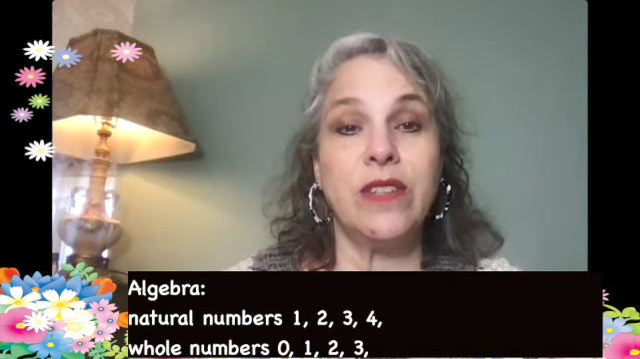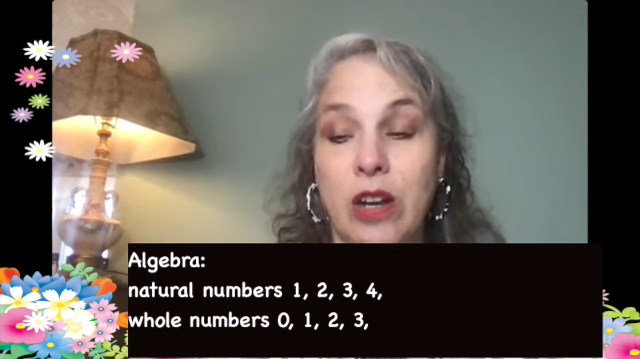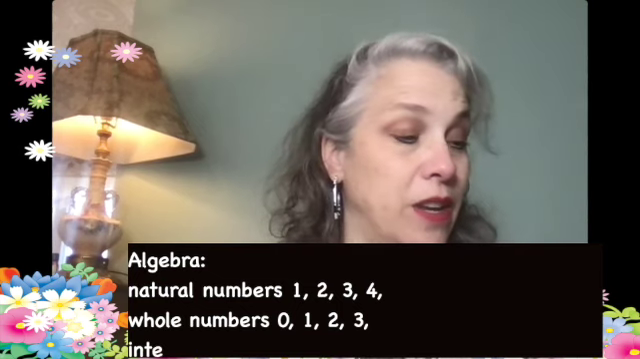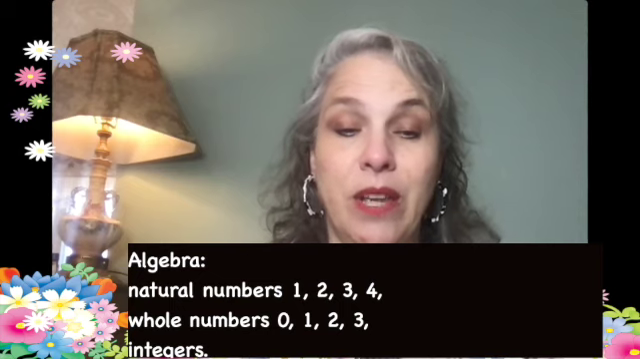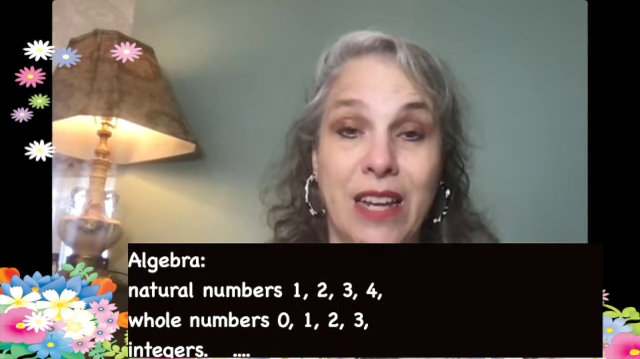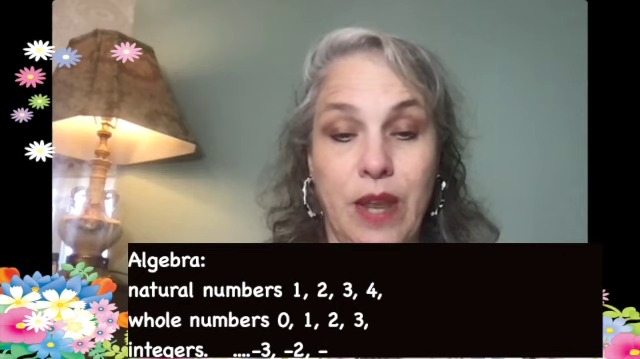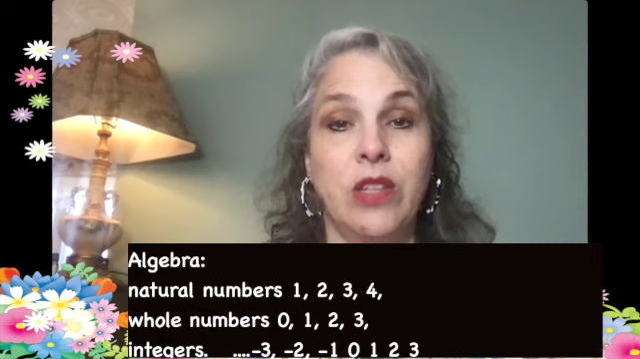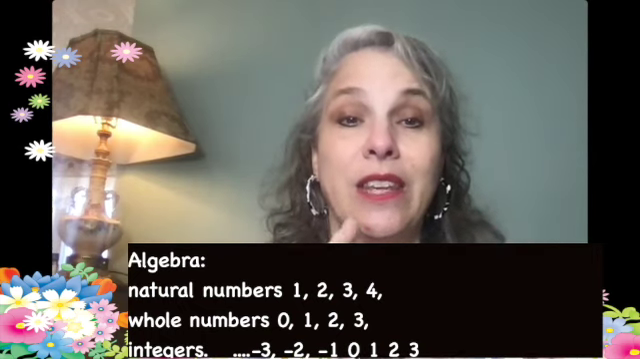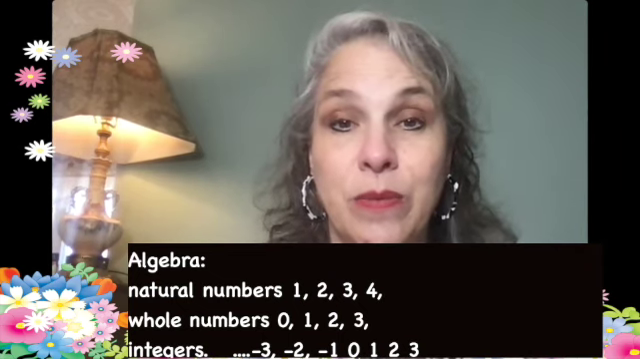And we also have the set of integers. Integers are actually positive and negative numbers. For example, you could go in the negative direction: -3, -2, -1, 0, and then you start counting. So the integers would be the natural numbers, whole numbers, and the negative numbers.